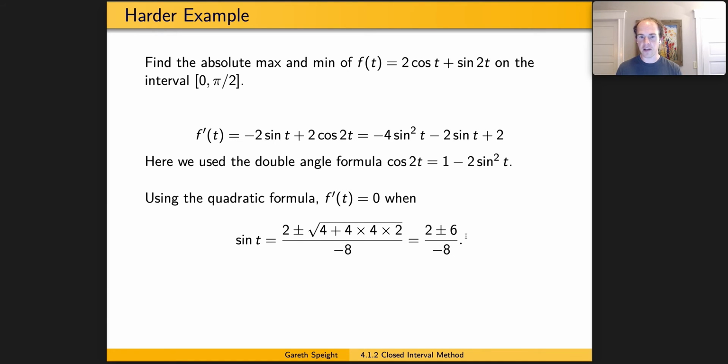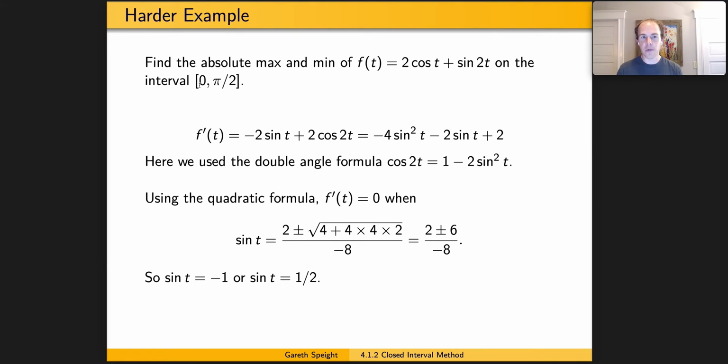We can either take the plus or take the minus. So we can take 2 plus 6 is 8 divided by minus 8 is minus 1. Or we can take 2 minus 6 is minus 4 divided by minus 8 is going to be 1/2. So now we figured out what are the possible values of sine t. We try to solve these and figure out what t can be.